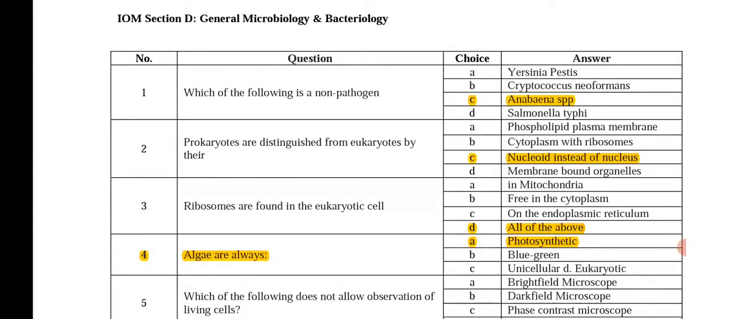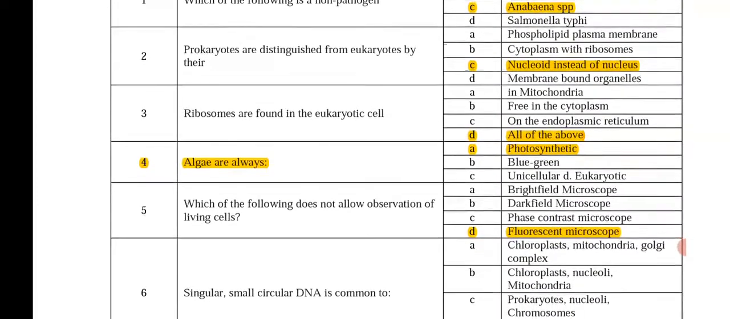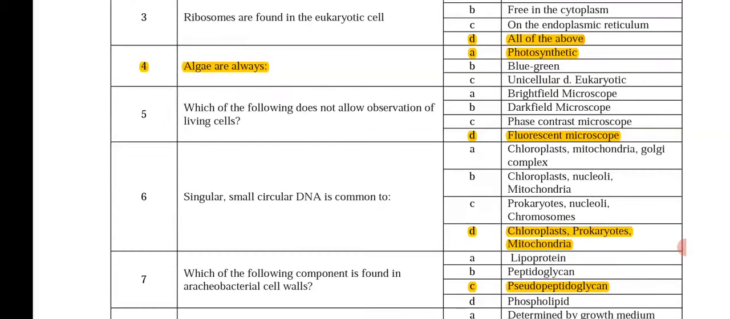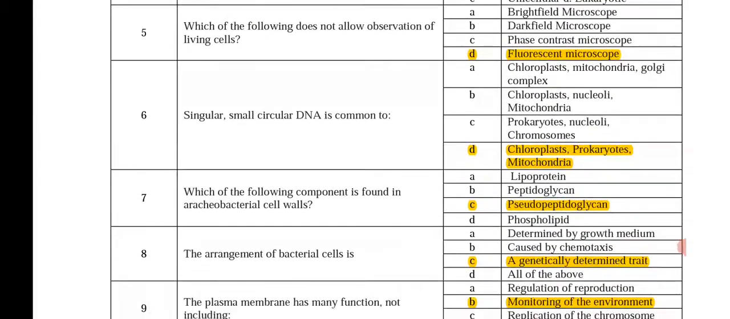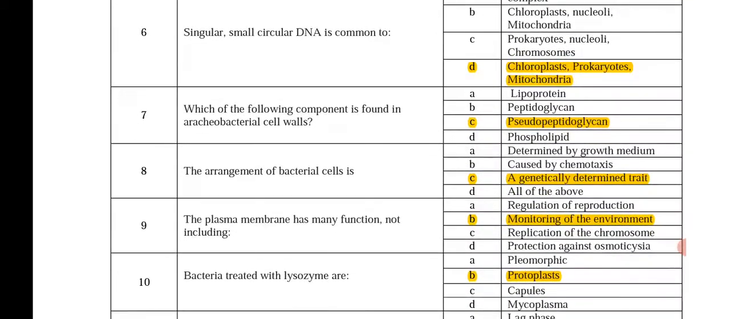Algae are always photosynthetic. Which of the following does not allow observation of living cells? Fluorescent microscope. Singular small circular DNA is common to chloroplasts, prokaryotes, and mitochondria. Which of the following components is found in archaeobacterial cell walls? Pseudopeptidoglycan. The arrangement of bacterial cells is a genetically determined trait.